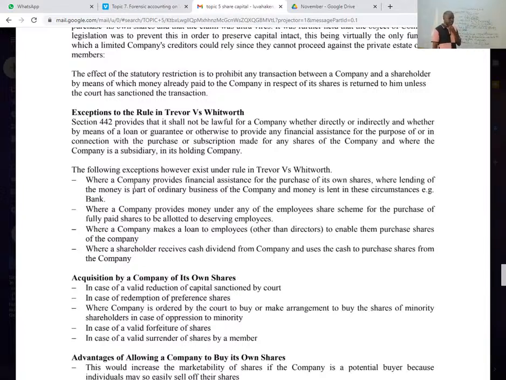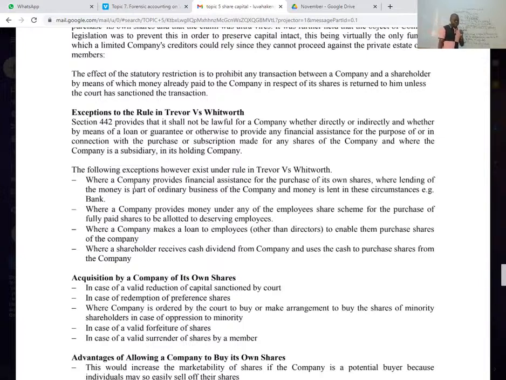So if the company has redeemable preference shares, it can be allowed to purchase back those particular redeemable preference shares, because that's what normally happens in the case of redeemable preference shares. You as a shareholder hold the shares for a number of years. Then once that particular term expires, the company buys back the shares.